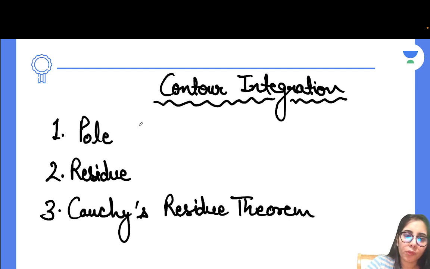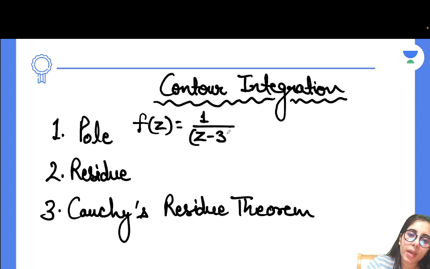So what is a pole? First of all, for that I'm going to take some examples to make it clear. For example, there is a function of z, because in contour integration we are mostly going to find the integration of a function. Let's say the simple function I'm going to take to introduce the pole is 1 over z minus 3, and you want to solve the integration of it. So in this case, what is a pole? A pole is that finite value of z which will make the function infinity or not defined.